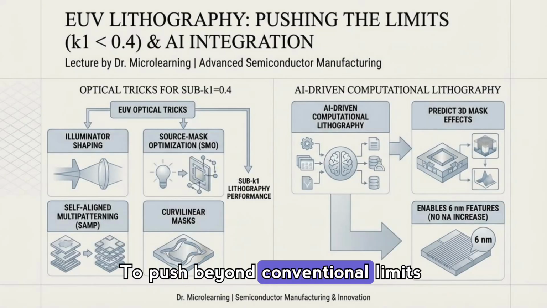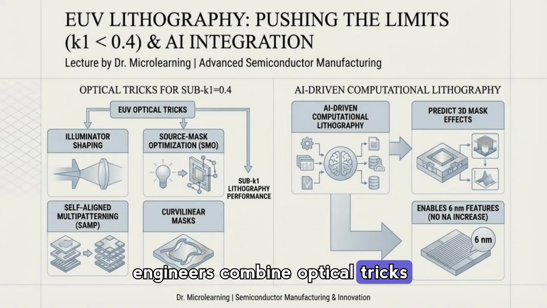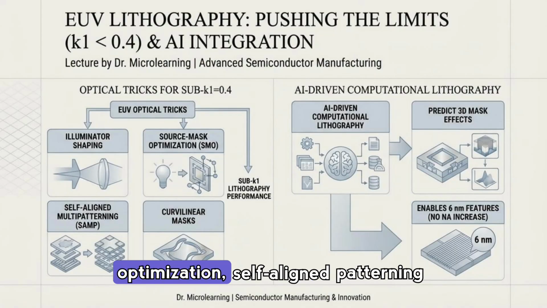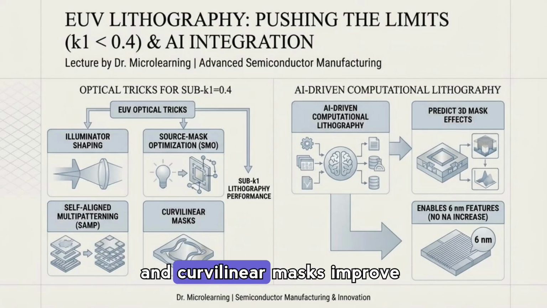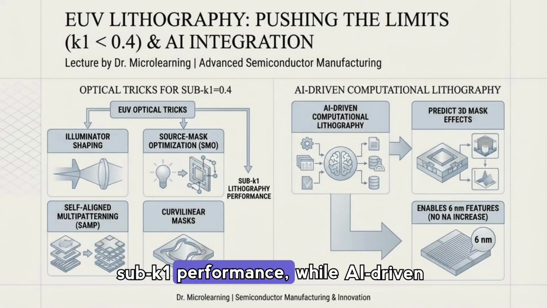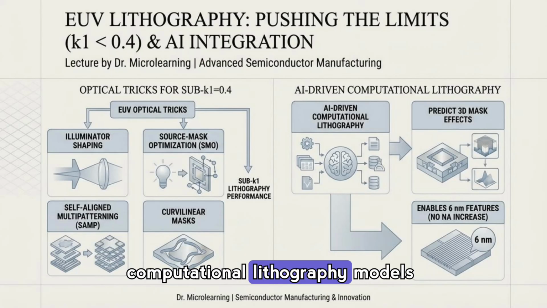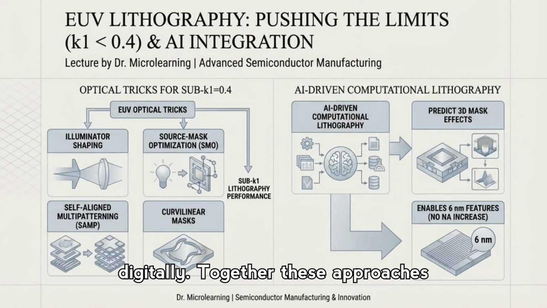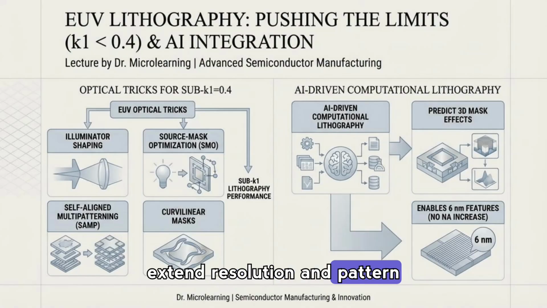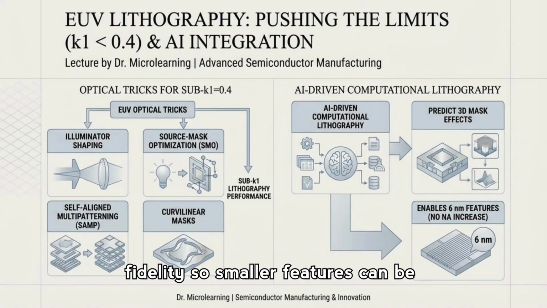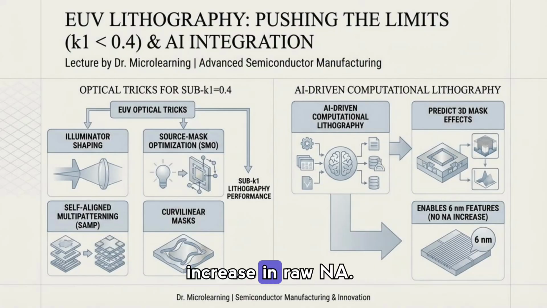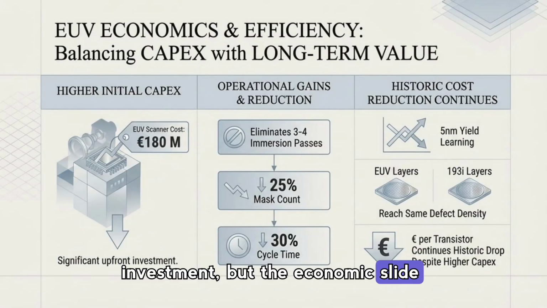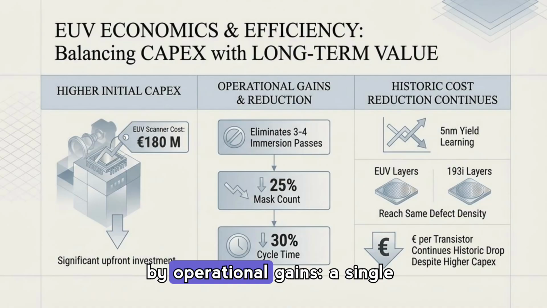To push beyond conventional limits, engineers combine optical tricks with computational methods: tailored illumination, source mask optimization, self-aligned patterning, and curvilinear masks improve sub-0.5 k1 performance, while AI-driven computational lithography models 3D mask effects and corrects them digitally. Together, these approaches extend resolution and pattern fidelity, so smaller features can be printed without an immediate increase in raw NA.